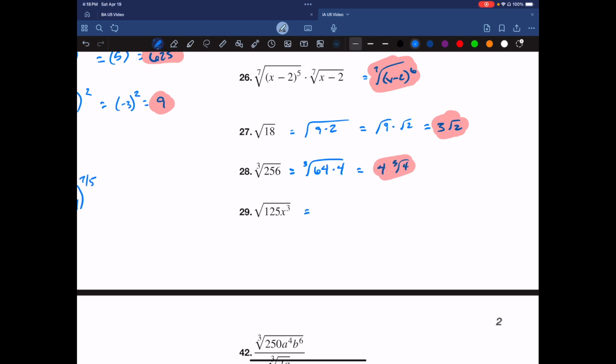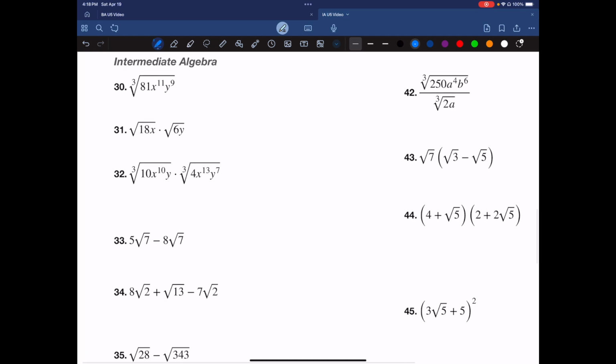On 29, I have the square root of 125x cubed. Well, I can take a 25 out of the 125, and I can take an x squared out of the x cubed. So I can rewrite this as 25x squared times 5x. All right, and when I take the square root of that first part, the 25x squared, that's going to leave me with 5x on the outside, and then 5x is also on the inside. And so that's going to be our answer, 5x times the square root of 5x.